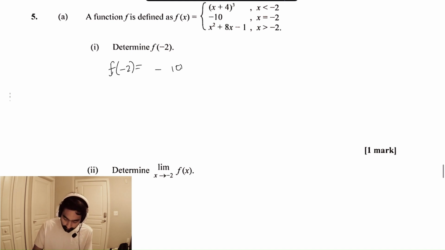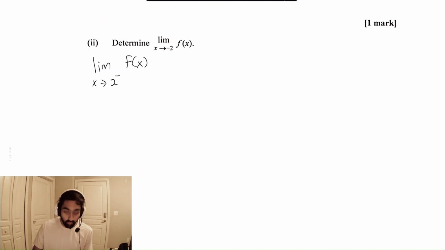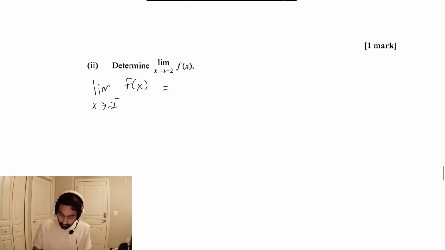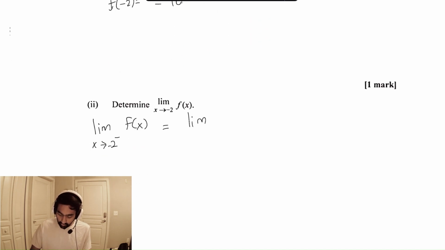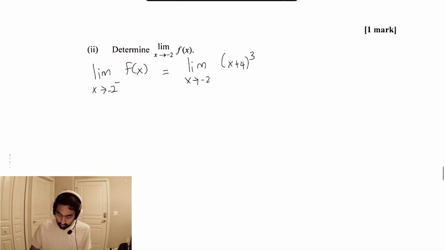So just to remind you, the limit as x approaches -2 from below of f of x means: as x approaches -2 while being less than -2, what does f of x approach? Well, when x is less than -2, it's this function. So it's the limit as x approaches -2 of (x plus 4) cubed. This is a polynomial, so once it's a simple function like this, you can just put in -2. So this is equal to (-2 plus 4) cubed, which is simply 2 cubed, which is equal to 8.